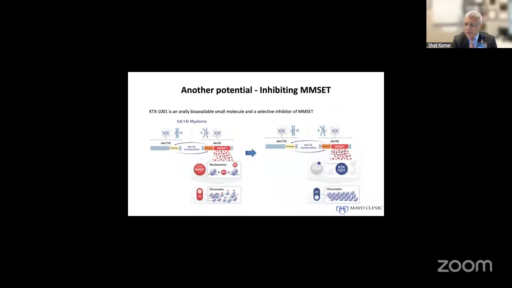Can we target the other abnormalities that we see, like the 4;14 translocation? We know that the 4;14 translocation leads to, again, upregulation of MMSET. So we are looking at some novel therapies in the clinic that target MMSET. And this appears to be promising early data, but we don't know yet.